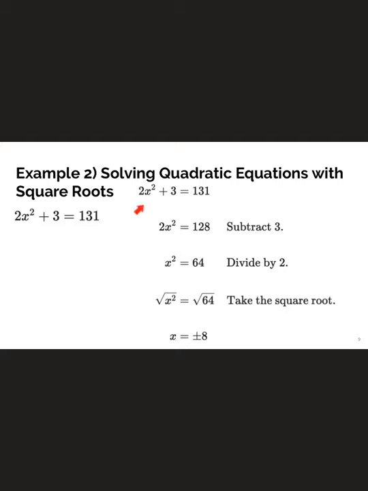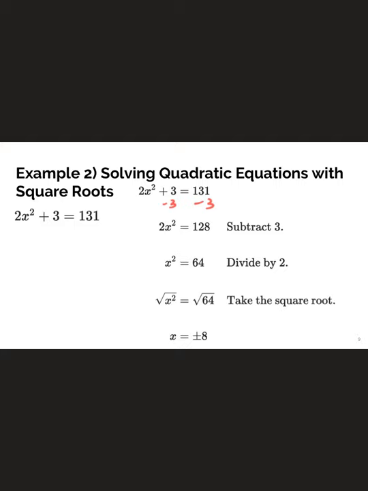So if we were given this equation, 2x squared plus 3 equals 131, my top priority is really just trying to get this x squared alone, right? So that I can do my square root at the end. So I'm just going to solve for this x squared first. The first thing I'm going to do is subtract 3 on both sides. So when I subtract 3 on both sides, I get 2x squared equals 128.